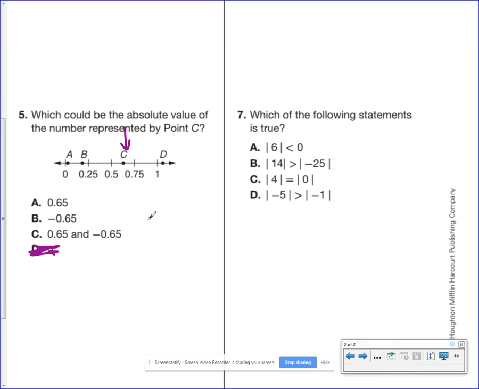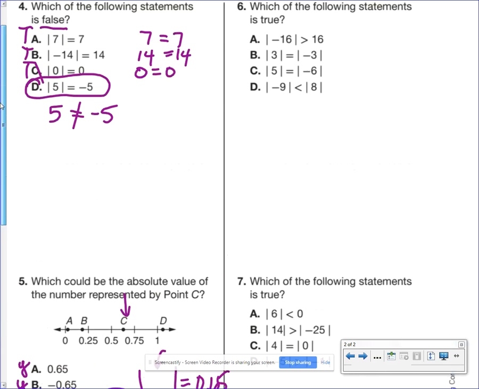But here's what it's saying. What could be the absolute value? What number could be inside there so that your answer is 65/100? And so what that means is, could it be A? Yes. Could it be B? Negative? Yes. So really, the best answer is C. Both A and B work, but the best answer is C because both answers are there.